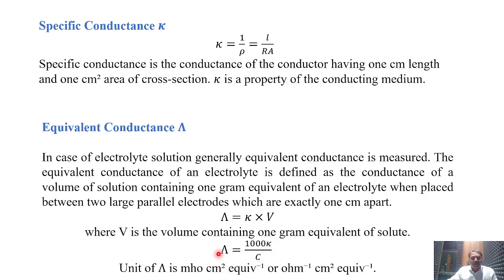What are the units of this equivalent conductance? Equivalent conductance is measured in the units of mho centimeter square per gram equivalent, or ohm inverse centimeter square per gram equivalent.